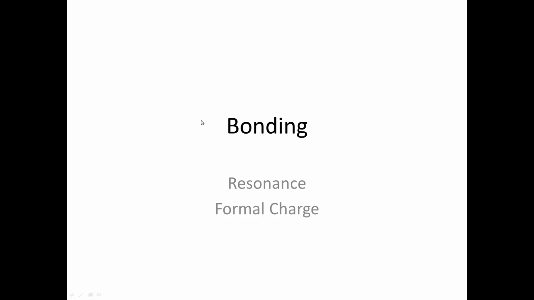Now, as we're looking at bonding, we'll see that there are times when we can move electrons around in our molecule and still come up with good Lewis forms. Here we sometimes say that the electrons resonate around the molecule, so we need to take a look at this resonance phenomena and then use formal charge to determine which Lewis forms are the best.